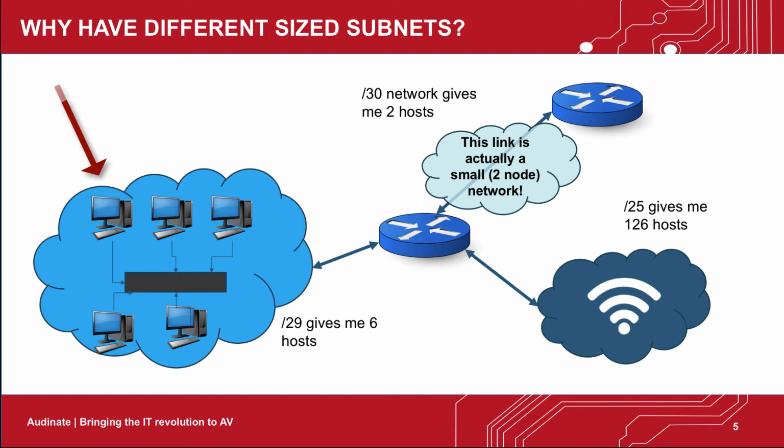So here I can use 6 hosts using a /29-bit subnet. In this link here, I'm basically connecting this device to this device. These are two routers connected together. There are only two nodes participating in it. Regardless, it's still a network. I can also use a /30, which gives me two hosts, two IP addresses, one for each end of the link.